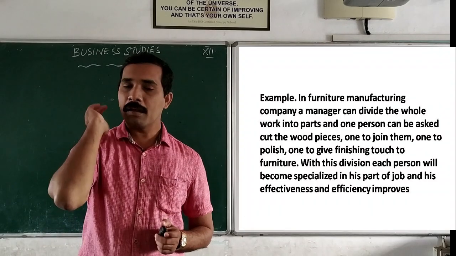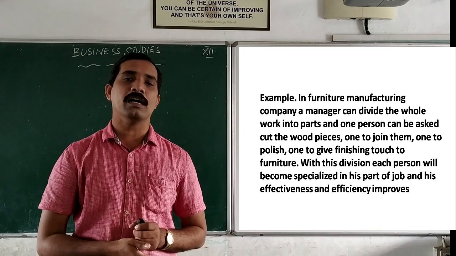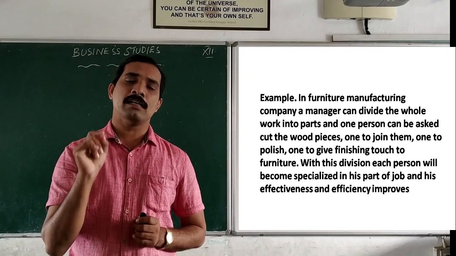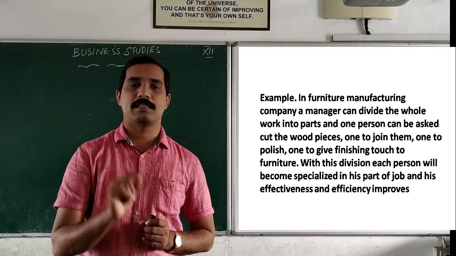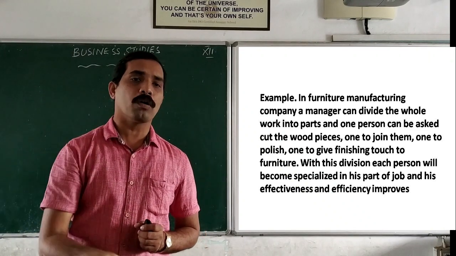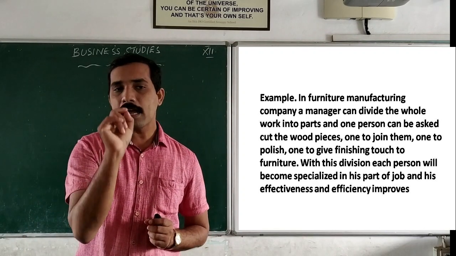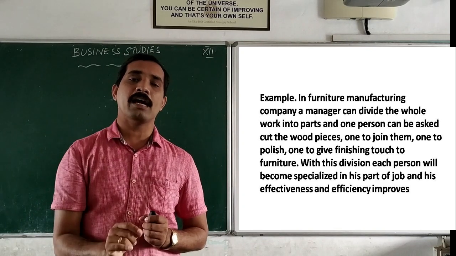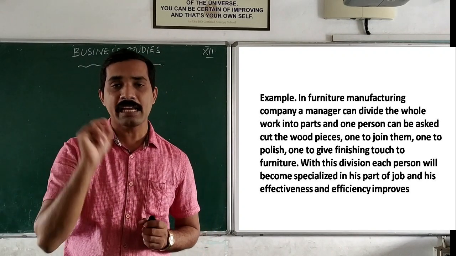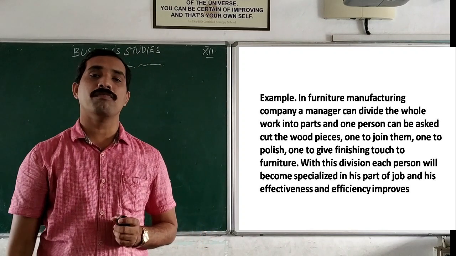For example, in a furniture manufacturing company, a manager can divide the whole work into parts, and one person can be asked to cut the wood pieces, one to join them, one to polish, one to give the finishing touch to the furniture. So, with this division, each person will become specialized in his part of the job, and his effectiveness and efficiency improve. That is the first principle, division of work.